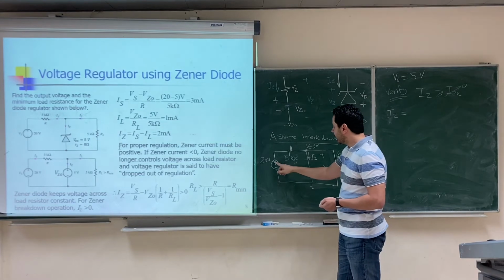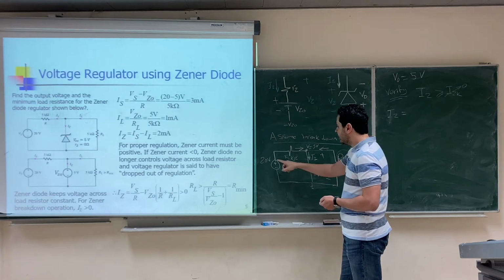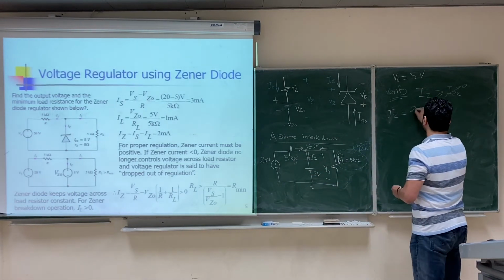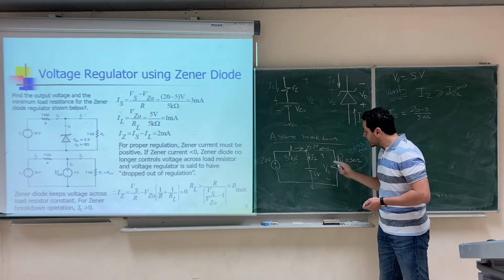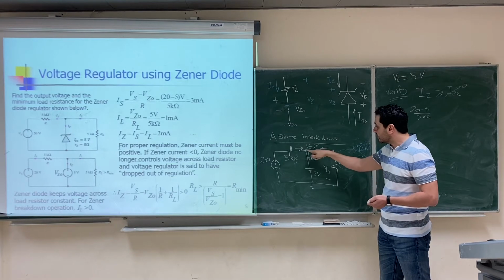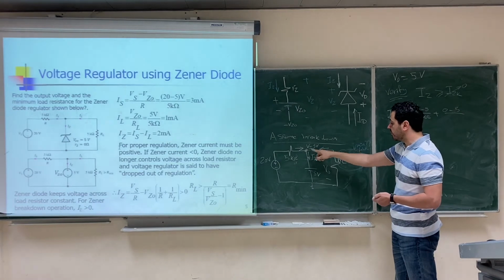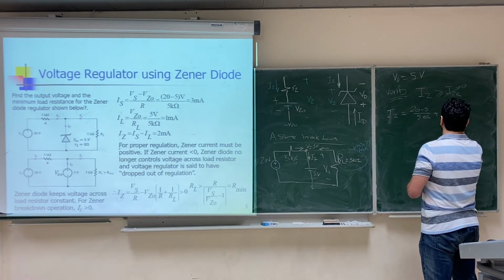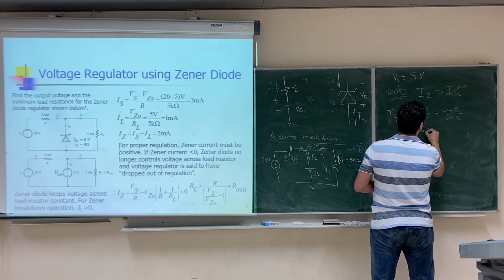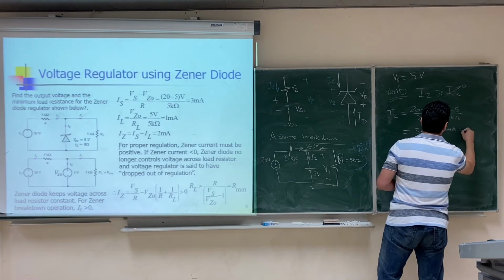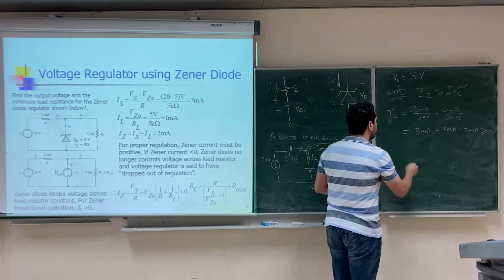Equals 20 minus 5 equals the current going in this direction plus the current going in this direction. 20 minus 5 volt over 5 kilo ohm plus the current going in this direction. The current going in this direction is 0 minus 5, 0 the ground, minus 5 volt over this resistance which is 5 kilo ohm. So here it will be 15 over 5, this is 3 milliampere, minus 1 milliampere, it will be 2 milliampere, this is the Zener current, greater than or equal 0, then your assumption is correct.